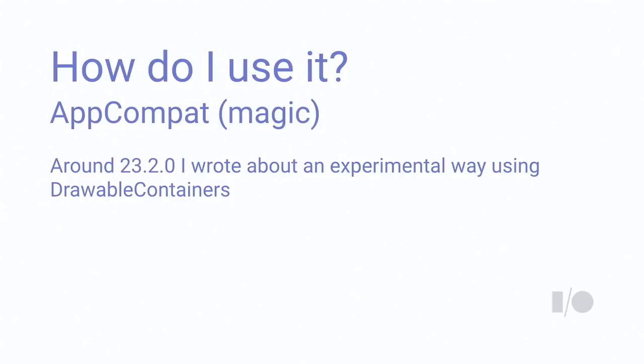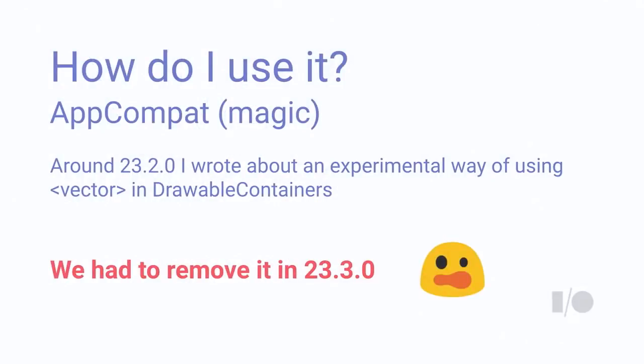Now, around 23.2, I wrote a blog post on Medium called Age of the Vectors, and that had a section in it called The Magic Way, which is a really bad name. But what it allows you to do is use vector drawables within drawable containers. Now, it was kind of experimental in that it doesn't work in every situation, so I put a bit of a caveat around it. We had to remove it in 23.3, though, due to some issues around memory usage and also updating of configuration objects. We'll talk a little bit about why in a minute.